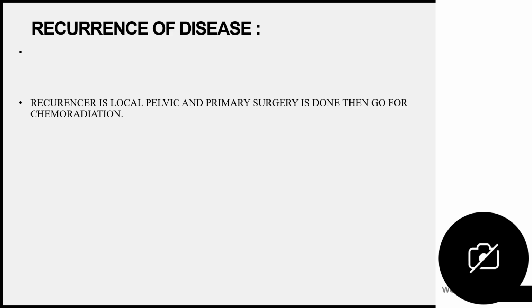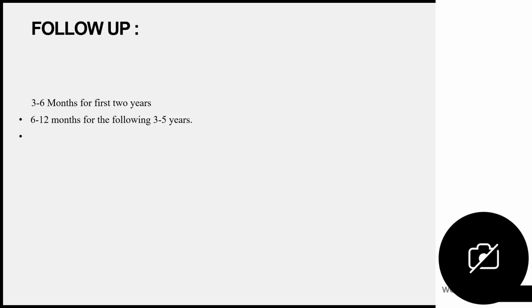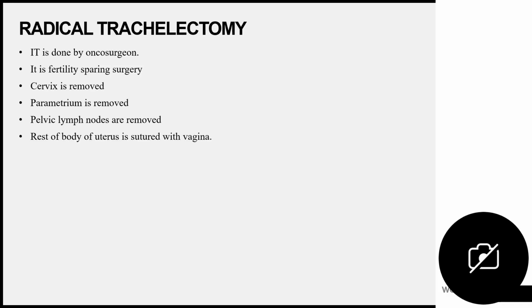If recurrence of the disease occurs and the recurrence is local, pelvic, and primary surgery was done, then go for chemoradiation. The follow-up of the cervical cancer patient is every 3 to 6 months for the first 2 years, and then every 6 to 12 months for the following 3 to 5 years.